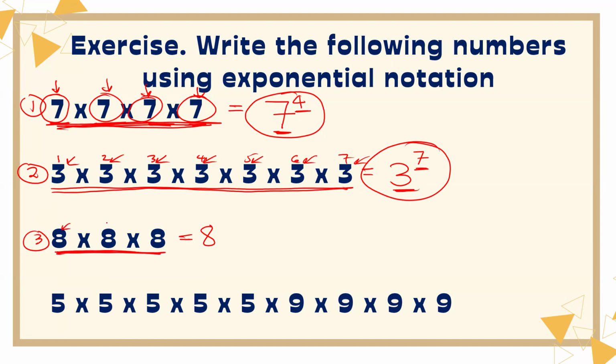How many 8s do we see, right? We have 1, 2, 3, 8. So what would be the exponent? That would be 3. Okay, so how do we read this expression? 8 to the 3rd power, or because it's 3, then we can also read this as 8 cubed, right? Very good. Who got it? Who got the correct answer? Very good, students. Let's go to the 4th one.